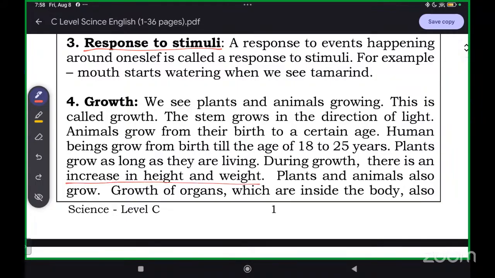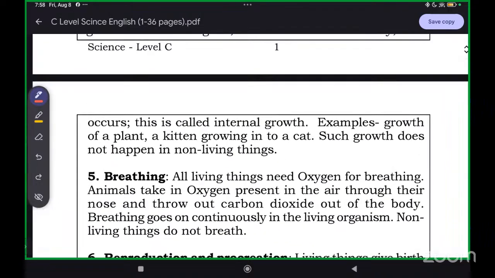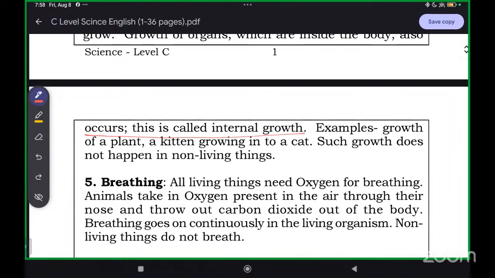Plants and animals also grow. Growth of organs which are inside the body also occurs, which is called internal growth. In plants, they grow in length. From a seed, a sapling sprouts, then it grows and becomes a plant. Then that plant grows and becomes a tree. So there is a change in its height, there is a change in its structure, it becomes a tree.